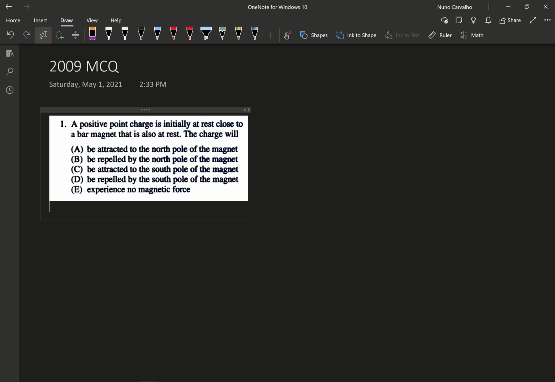Starting with number one here, we're told that a point charge is initially at rest close to a bar magnet that is also at rest, and then we're asked about what will happen to that charge. Well, all of these answer choices here are describing some type of force, and we'd have to imagine the force is going to be magnetic, given that it's next to a magnet.